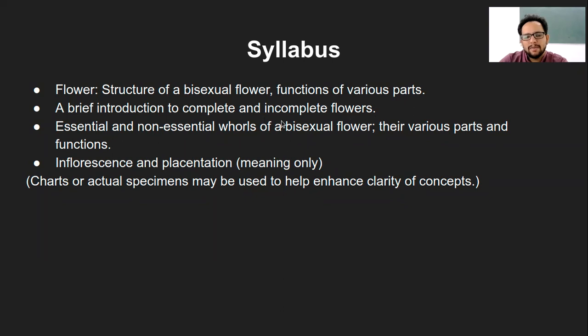Then complete and incomplete flower, what does it mean? Essential and non-essential whorls. A whorl refers to the parts of the flower, so that we will see. And then what are the different types of inflorescence, that is the arrangement of flowers, and the placentation, that is the arrangement of the reproductive structures after the fruiting. And it is clearly mentioned that charts and actual specimens may be used to enhance the clarity of the concepts. Now we have charts in the biology lab, but I would prefer to use pictures on the slide instead, because that will give the same thing. So I hope that is fine.